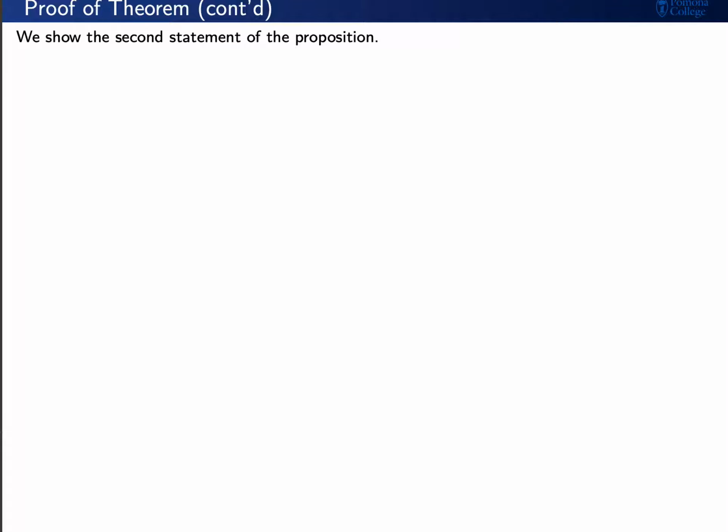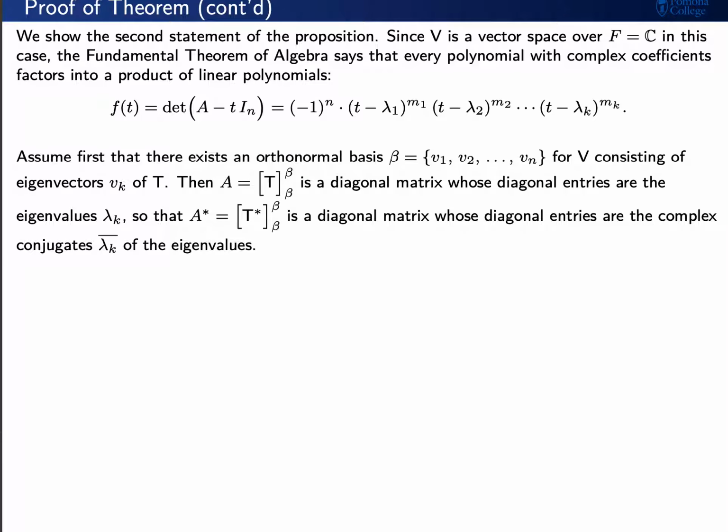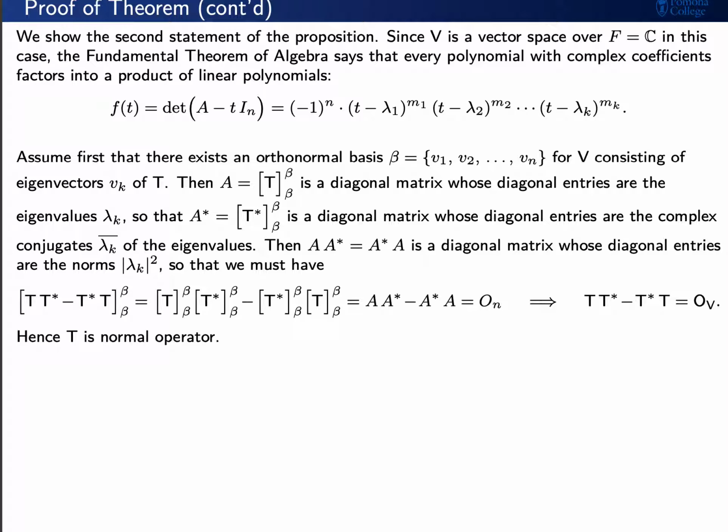Let's consider now the second statement of the proposition. Since V is a vector space over the complex numbers, the fundamental theorem of algebra states that every polynomial must factor into a product of linear factors. Assume now that there exists an orthonormal basis consisting of eigenvectors. Then we know that the matrix representation, A, is a diagonal matrix whose diagonal entries are the eigenvalues, lambda_k. So the adjoint, A*, must be a diagonal matrix whose diagonal entries are the complex conjugates, lambda_k conjugate.